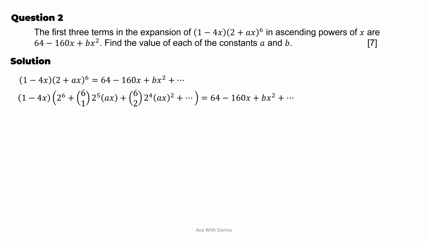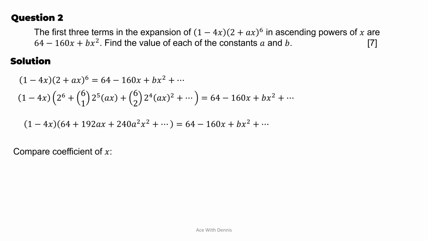Simplifying, we get 1 minus 4x times 64 plus 192ax plus 240a squared x squared plus dot dot dot equals 64 minus 160x plus bx squared plus dot dot dot. And now we want to find the values of a and b. So first we compare the coefficient of x, and from the left hand side, 1 times 192ax will give us the x term.